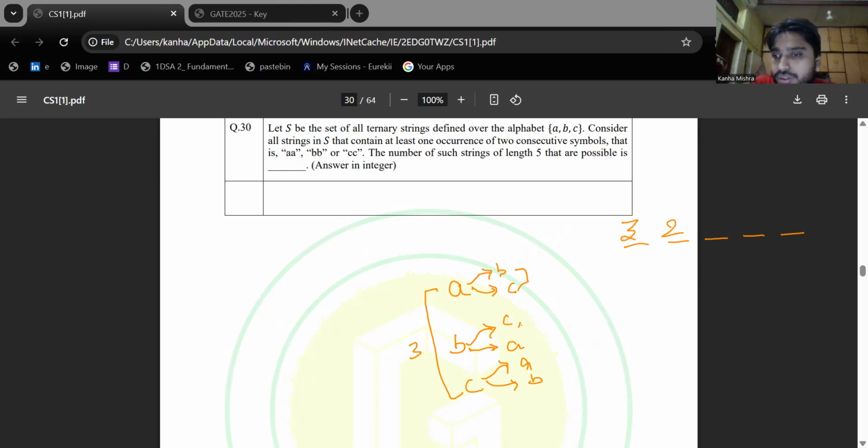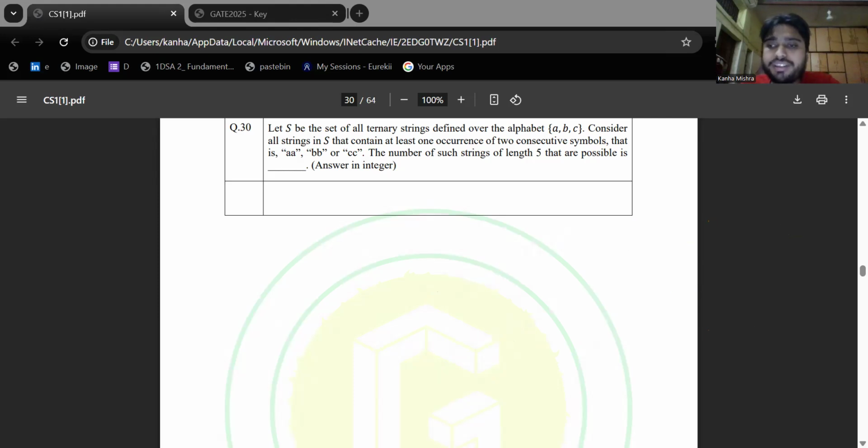Then two options, two options. I'm trying to say that there are only two options here, so if I choose one of them, then the other needs to be different. So two here, and two here. The total options will be 3 into 2 into 2 into 2 into 2, that is 3 into 2 to the power 4, which is 3 into 16, which is 48. Total 48 strings are there where no two adjacent characters match.